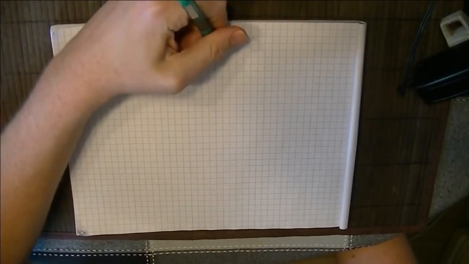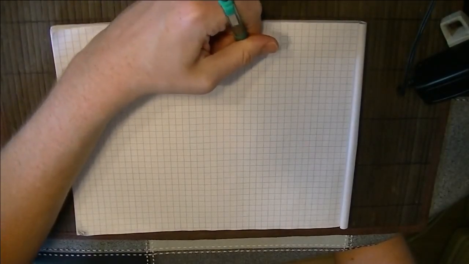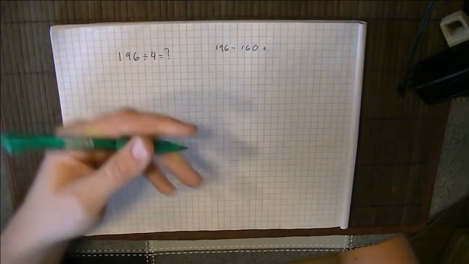196, and I want to divide this by 4. Okay? What does that equal? Well, once again, I'm going to break this up into numbers that I know I can divide easily by 4. So I know that 4 times 4 is 16, so let's do 160. So I can say, hey, 196 is equal to 160 plus something.